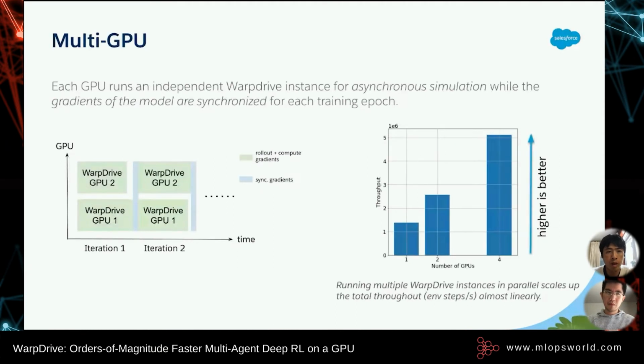And we also support multi-GPU training in WarpDrive. Each GPU will run an independent WarpDrive instance for an asynchronous simulation, while the gradient of the model will be synchronized for each training epoch, as shown schematically on the left-hand side. So for each iteration, each WarpDrive instance will run on its individual GPU. After that, we will synchronize the gradients, and for the next iteration, we'll start again. We tested the speed from 1 to 4 GPUs, for example. We can see that the total throughput is almost scaling up linearly.